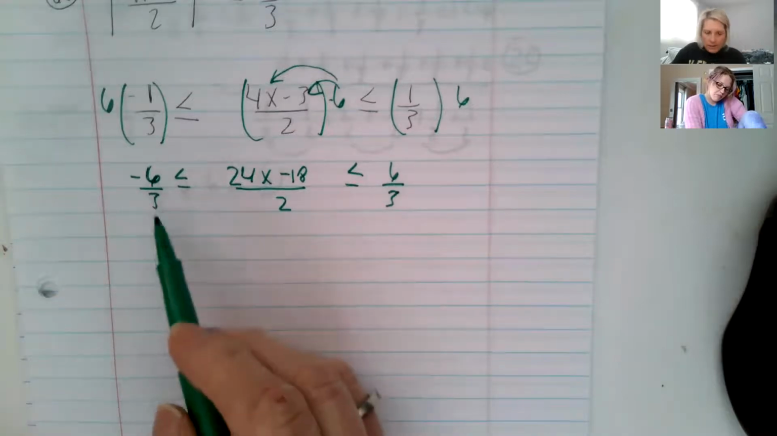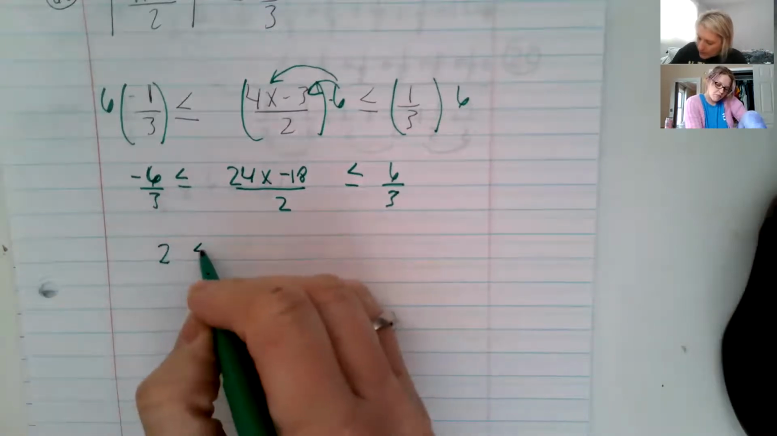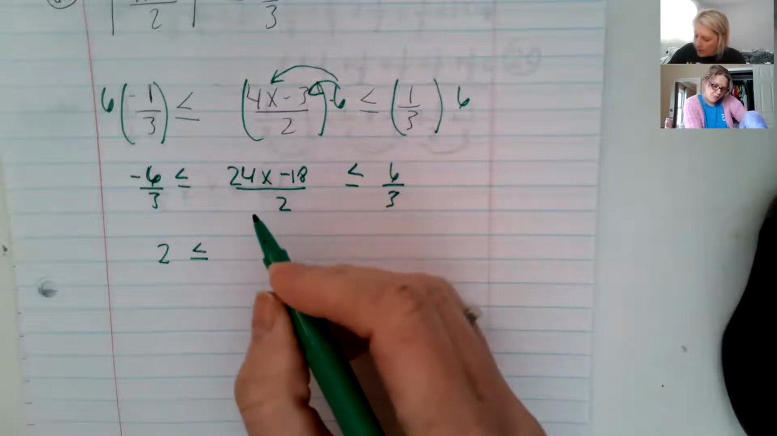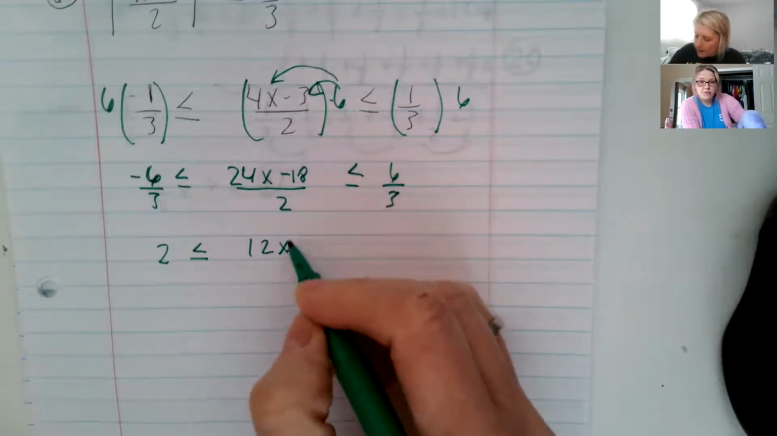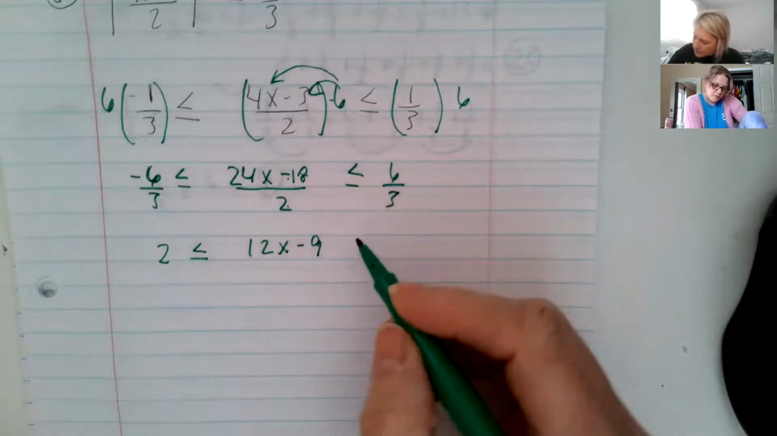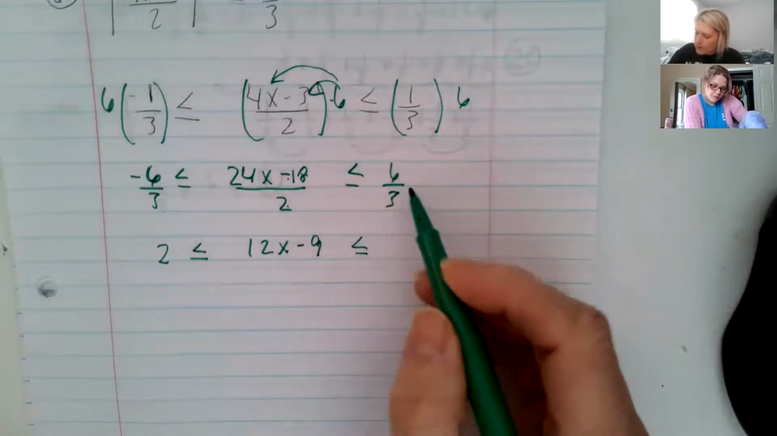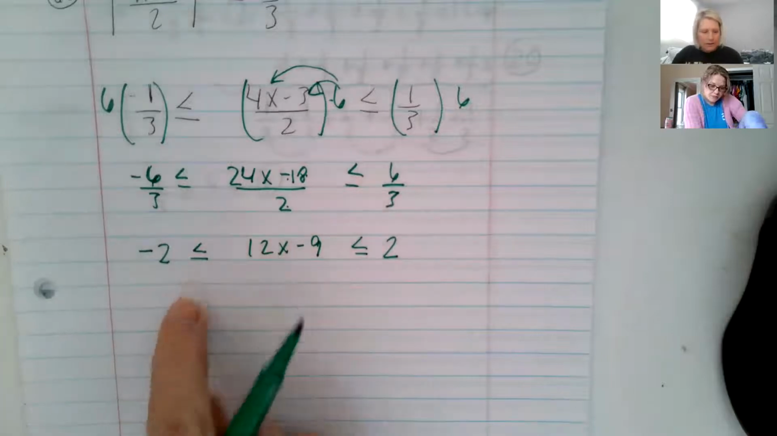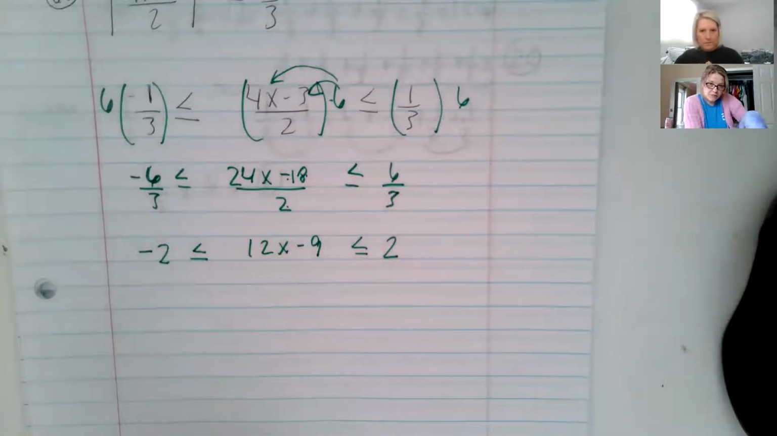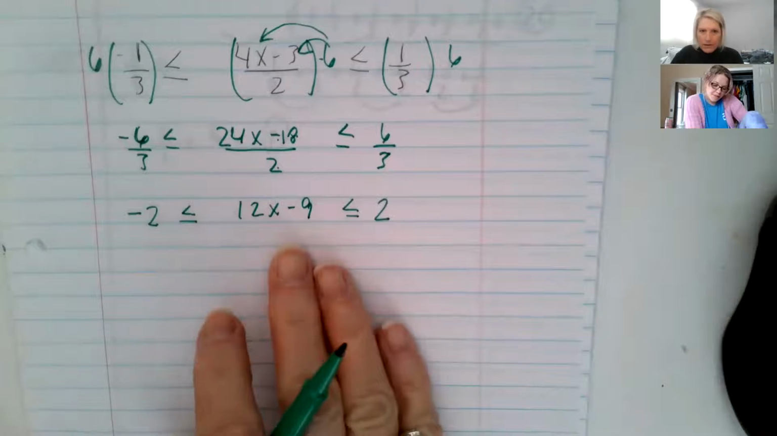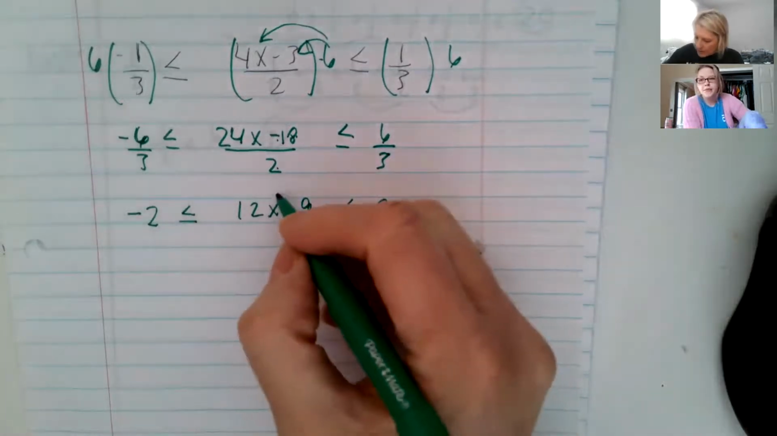So -6 divided by 3 is -2, less than or equal to. In the middle, 2 divides into 24, 12 times, so 12x, -18 divided by 2 is -9, less than or equal to 6 divided by 3, which is 2. Okay, so now that we're here, we can actually solve for x. So I'm going to circle x.